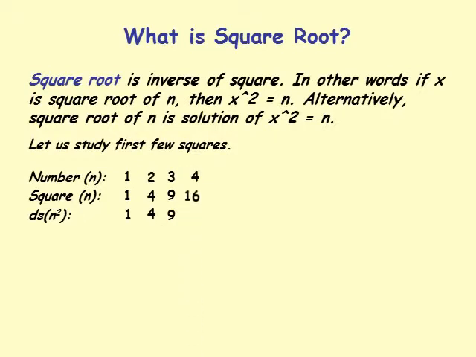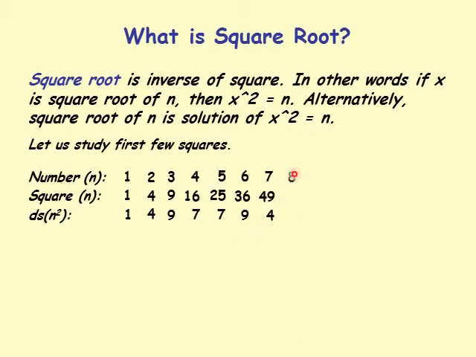Number 4, its square is 16, and 7 is the digit sum. 1 plus 6 is 7. Number 5, its square is 25, and the digit sum of 25 is 7. 2 plus 5 is 7. Number is 6, square is 36, and digit sum of 36 is 9. 3 plus 6 is 9. Number is 7, square is 49. 7 times 7 is 49, and the digit sum is 4. 4 plus 9 is 13, 1 plus 3 is 4.